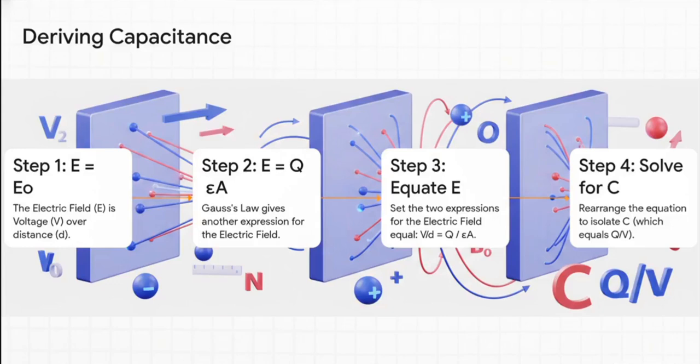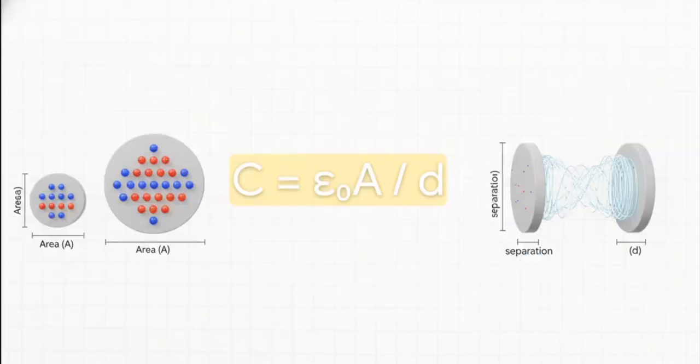We do a little bit of algebra, move some things around, and what pops out? Q divided by V. And hey, what did we just learn Q over V is? It's C, capacitance. We just derived the formula from scratch. And boom, here's what we get.